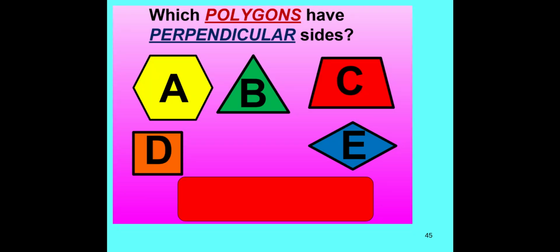And the answer to our question, which polygons have perpendicular sides, is only D. D is the only one that makes right angles because we have perfect perpendicular sides. All of the others have either acute or obtuse angles, but none of them have perpendicular sides, except for D.